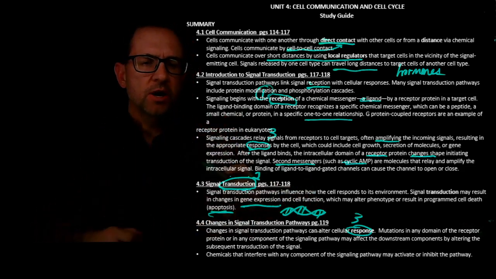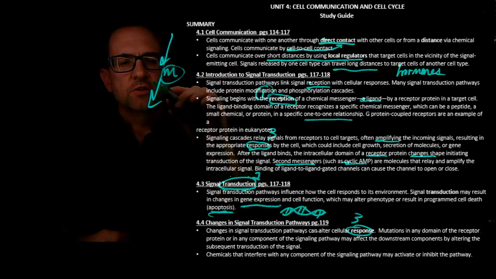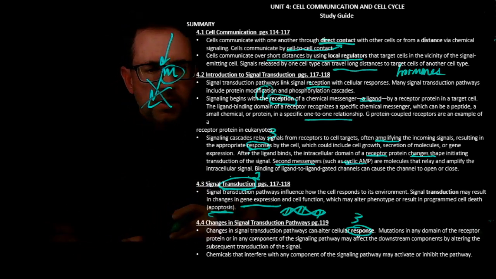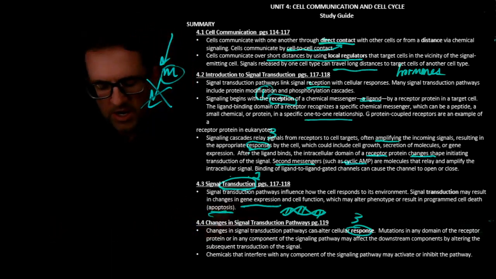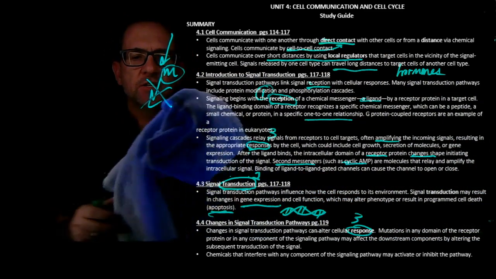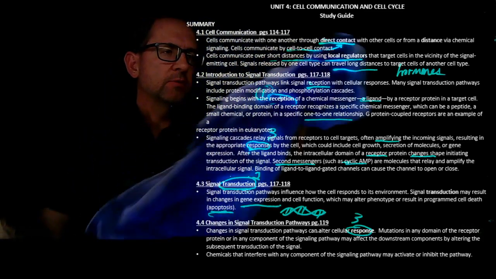Remember we talked about arrows, how this one could affect this one could affect this one. If there's a mutation right here, that could stop the next part of this transduction pathway. Downstream components, chemicals interfere with any component, may activate or inhibit the pathway, and make sure you understand what it looks like to activate or inhibit with those arrows.